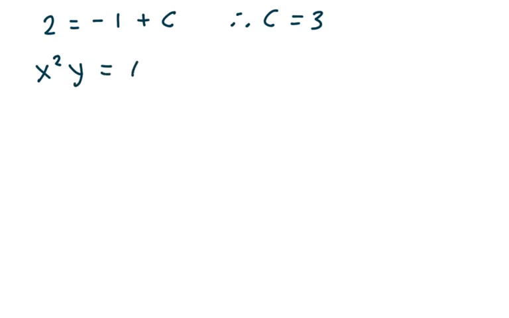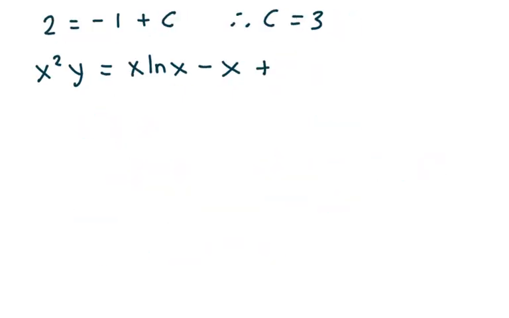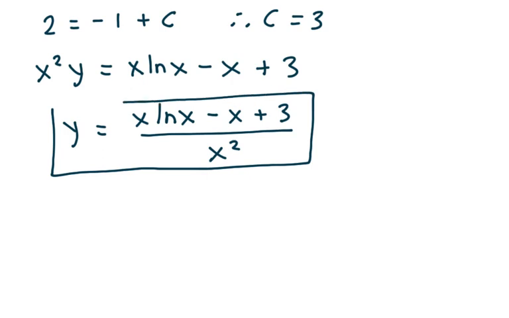And what that says is x squared y is x times natural log of x minus x, right, plus 3. And if I divide by x squared, I am done. I get x times natural log of x minus x plus 3 divided by x squared. And that right there would be the solution to example 3.